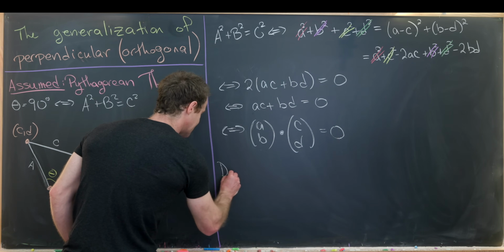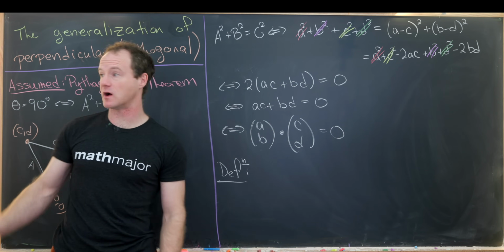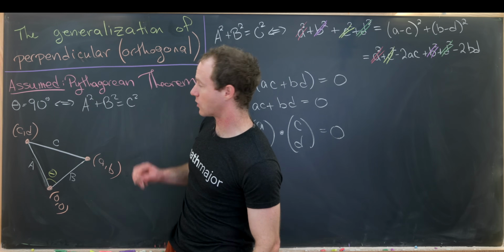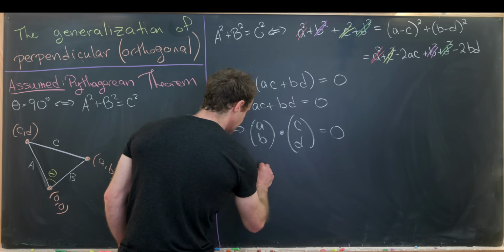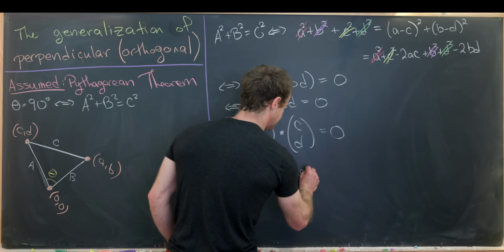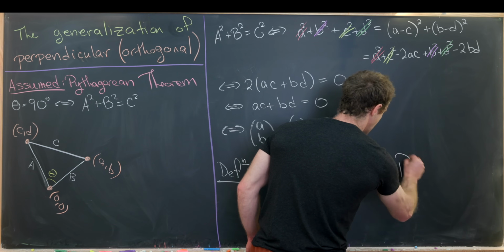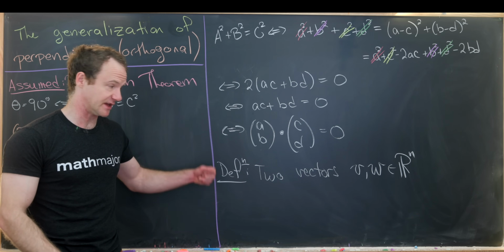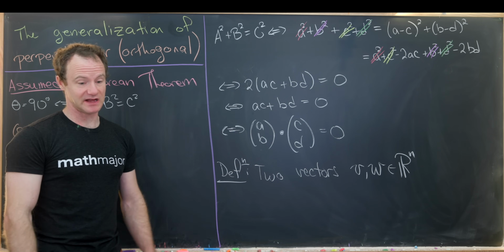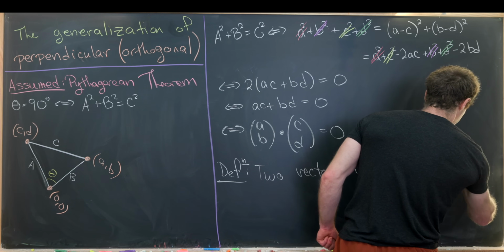And so I'd like to point out that this definition follows naturally from how we interpreted a right angle over here. And that would be like this. So two vectors v and w in Rn. So we no longer really need to be in the plane. We can slightly generalize this to Rn. They are orthogonal.